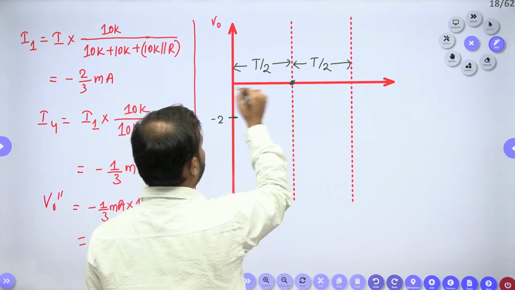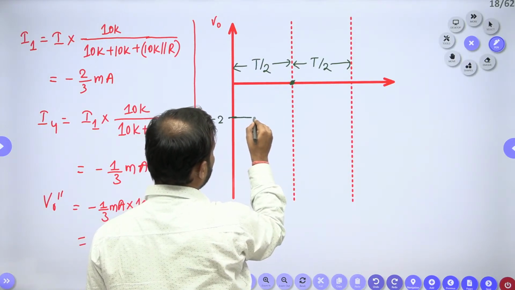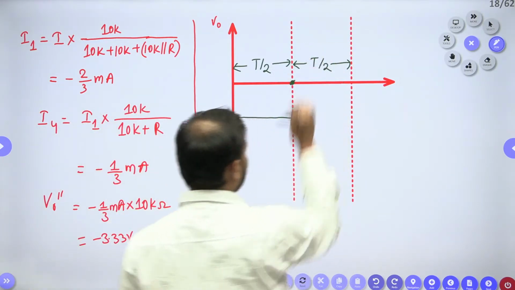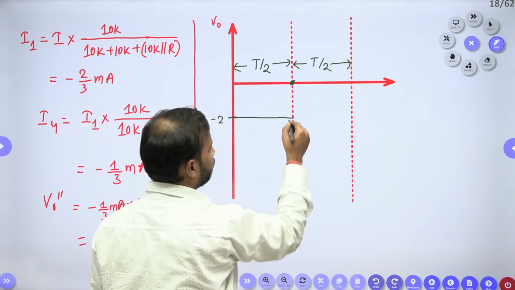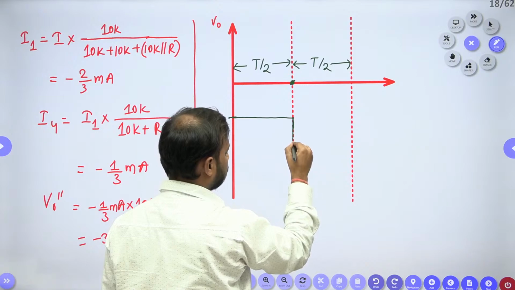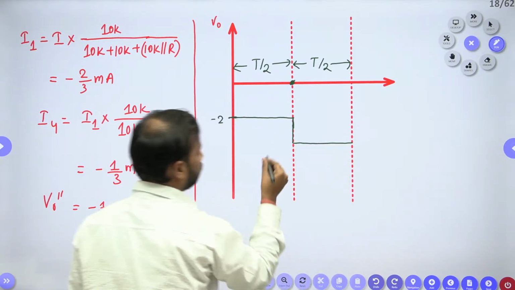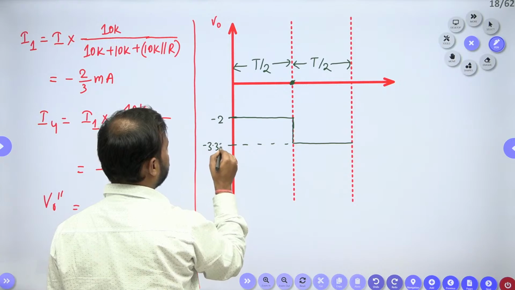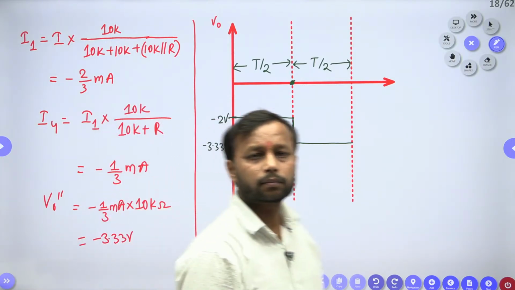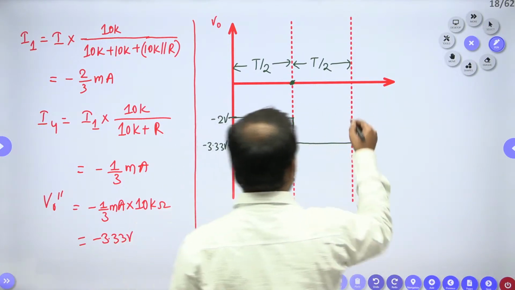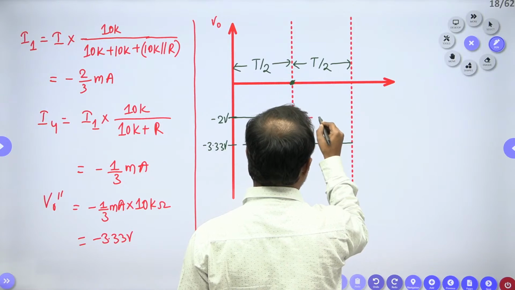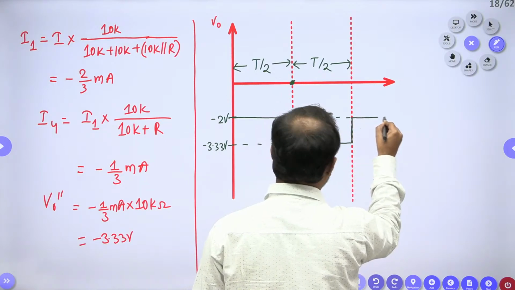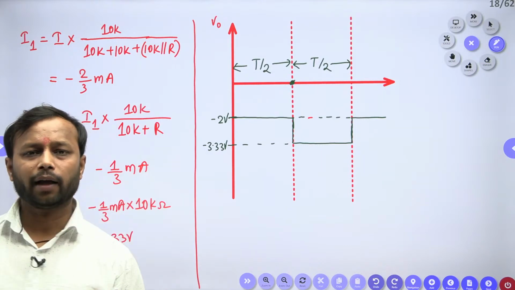Done. So for case 1, your output was fixed to minus 2 volt, like this. Now once the input becomes minus V sat, your output now will be minus 3.33 volt. Clear? Now what next? This cycle will repeat. Any doubt in this?